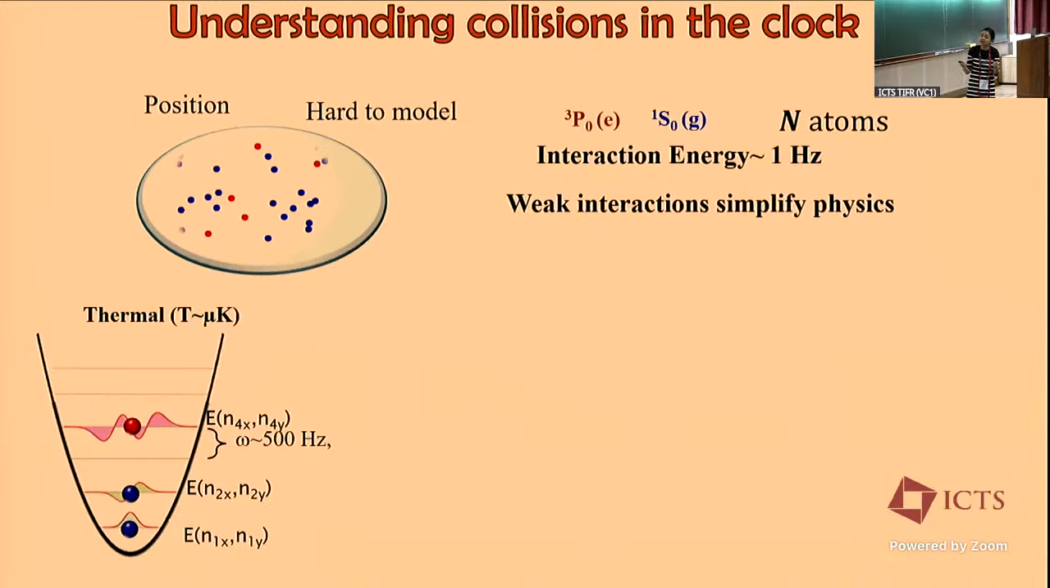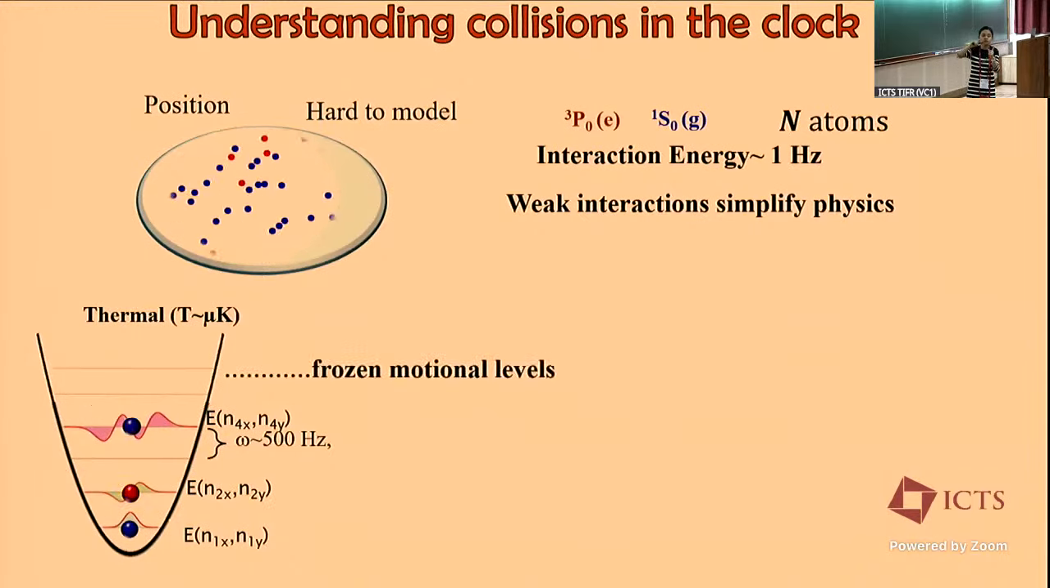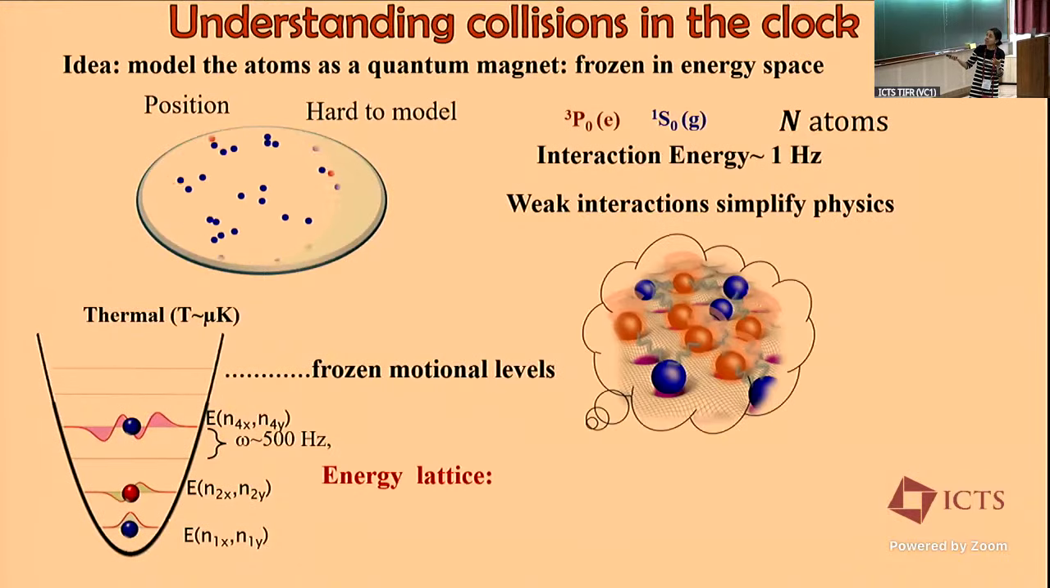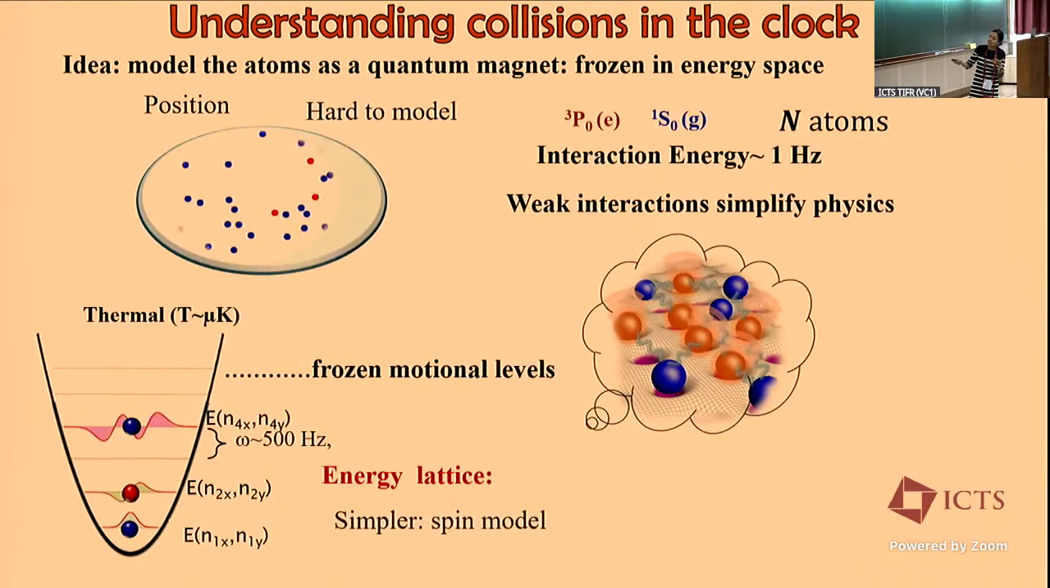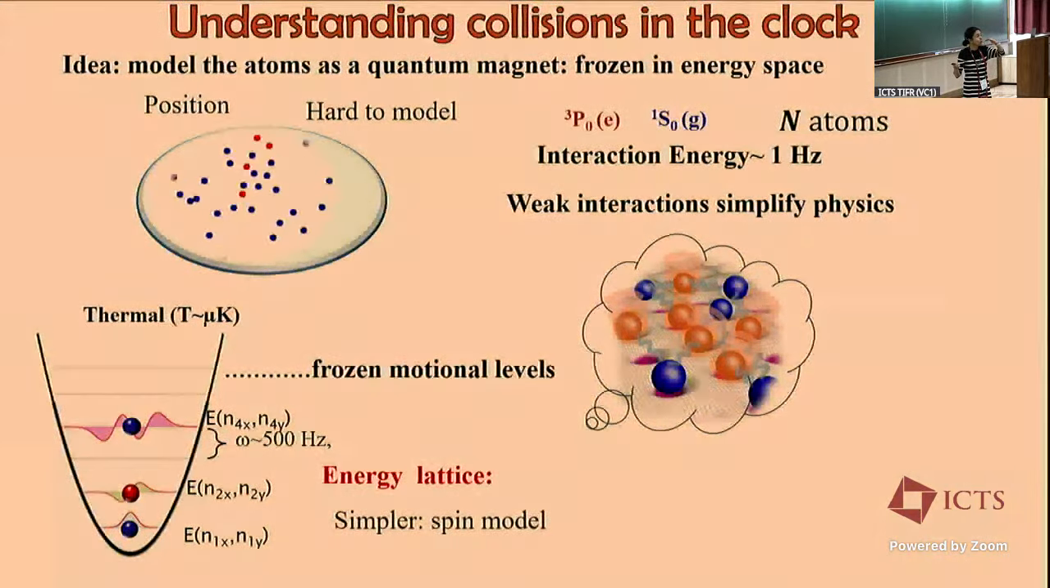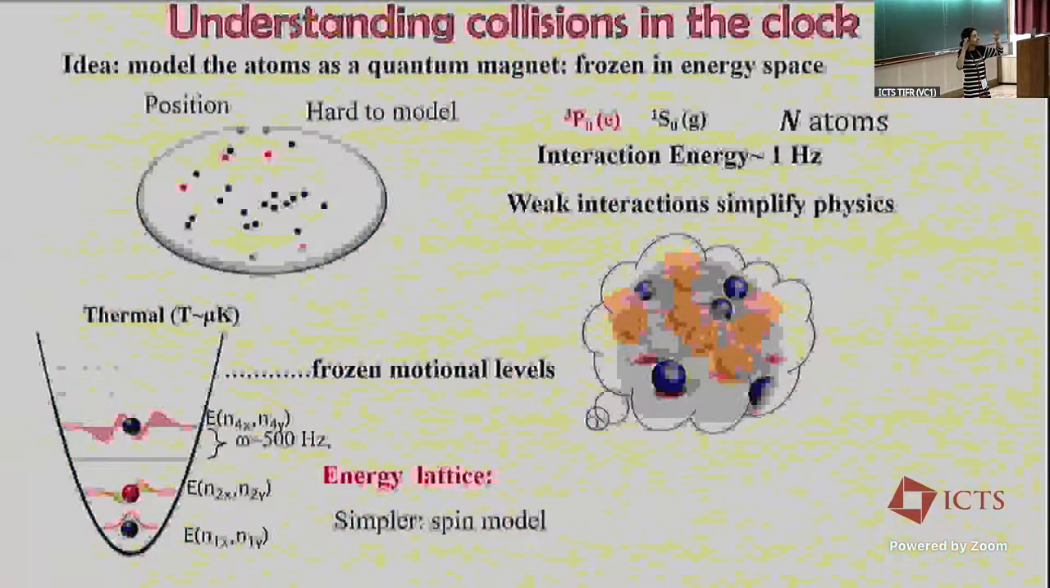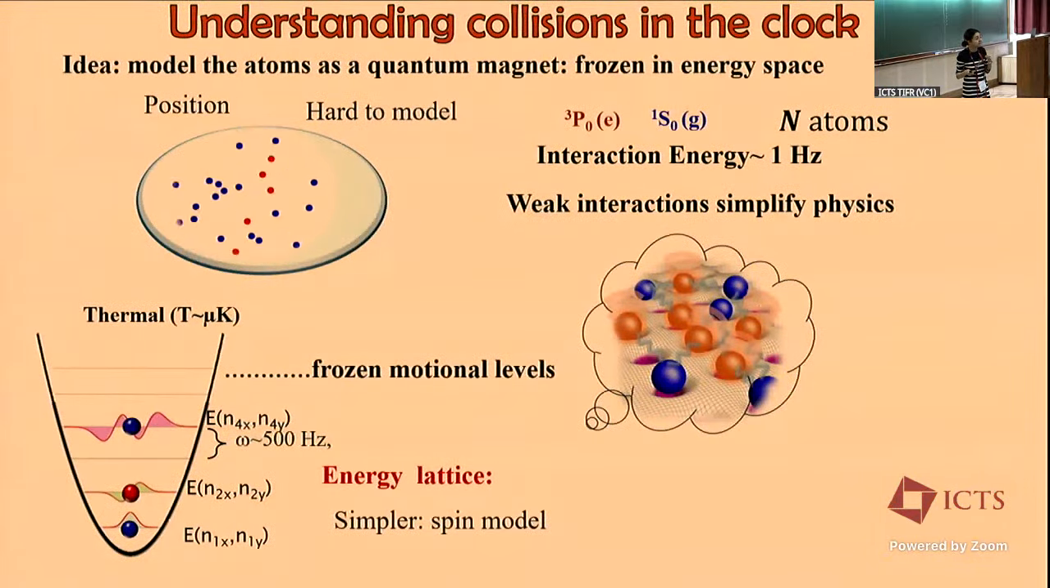And the only thing that can happen is that the atoms flip the spin without changing the motion. And if we have a system where the atoms only have spin degrees of freedom without any motional degrees of freedom, then we can model it as a spin model. So basically, we can imagine these energy levels, motional levels, as an energy lattice where the atoms are pinned.